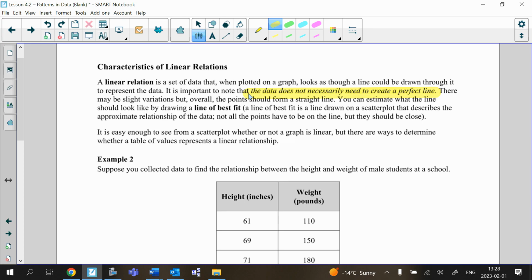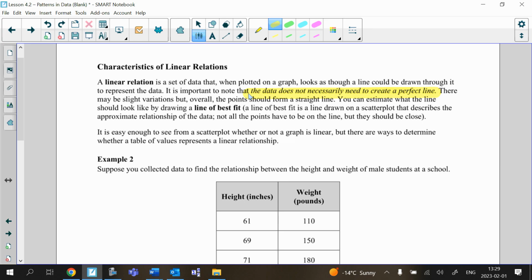There's going to be some relationships that are perfectly linear. As one goes up, the other goes up the same amount. There's going to be some that are very close to linear. As one goes up, the other goes up, maybe not necessarily the same amount. But what we do with data like that is we put in something called the line of best fit. And we'll see that in a second.